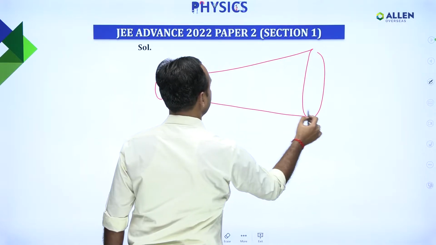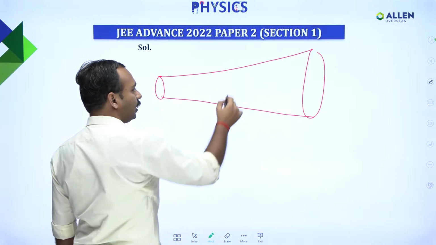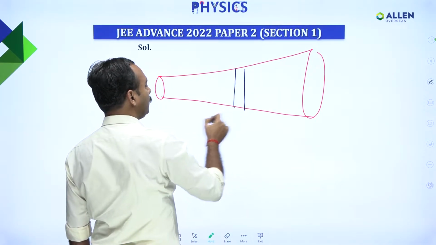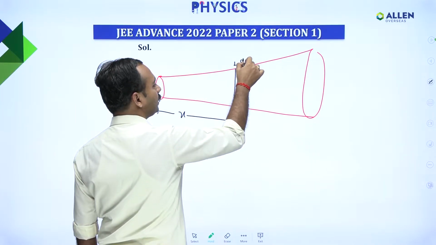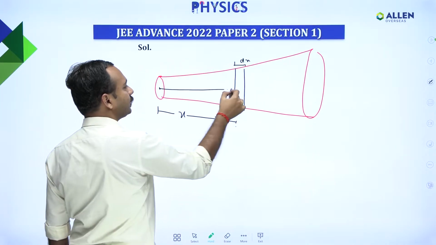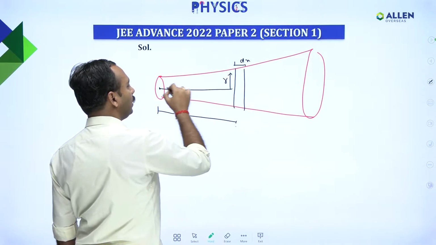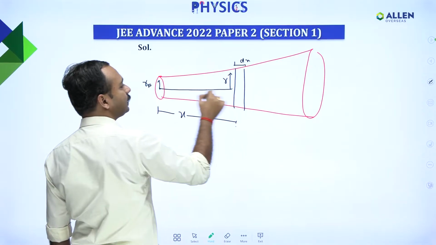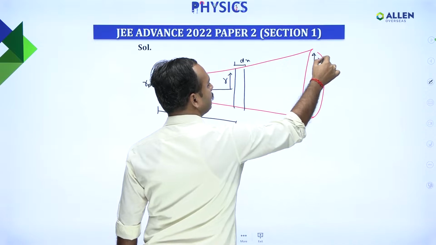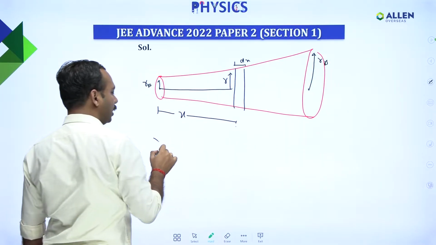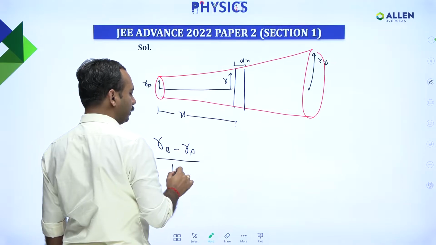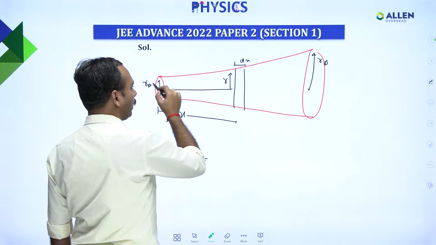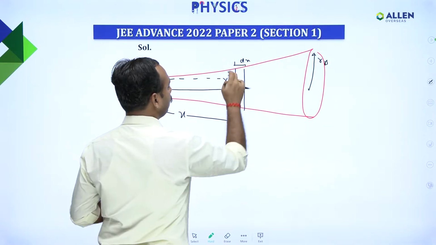Its radius is increasing, so you have to assume an element. If you assume an element at x distance of dx thickness, we have to find the radius. What shall be the radius? This small r is the radius at point A, and that is the radius at point B. By similarity of triangles, can I write RB minus RA by total length, that is 100, equals R minus RA? Can you see this triangle if you draw?